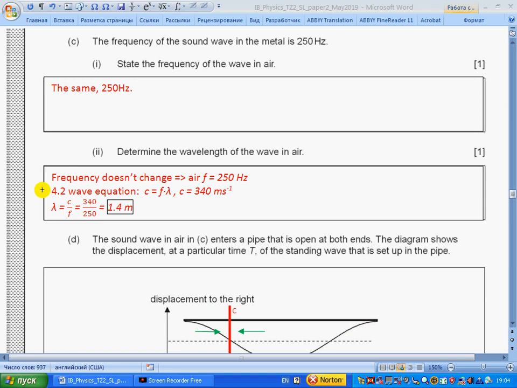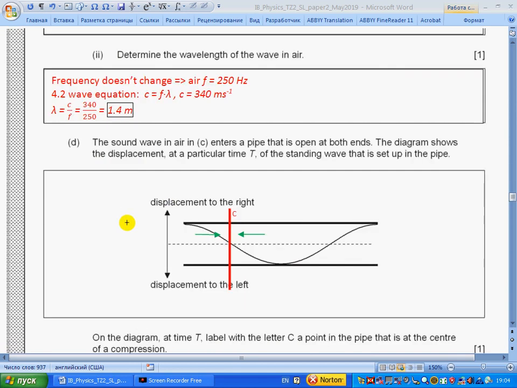Section 4.2 gives us the wave equation. Speed equals frequency by wavelength, so wavelength will be speed by frequency. Substituting values, we get, to two significant figures, 1.4.